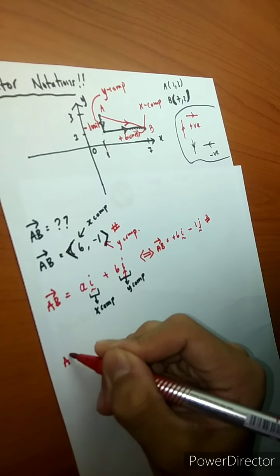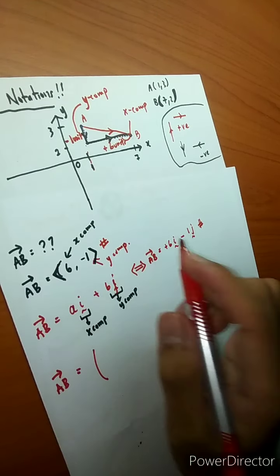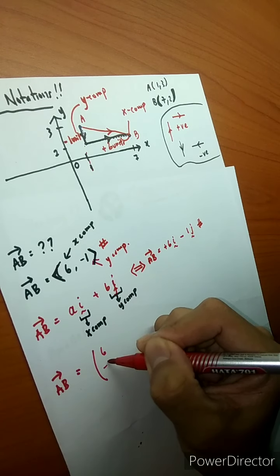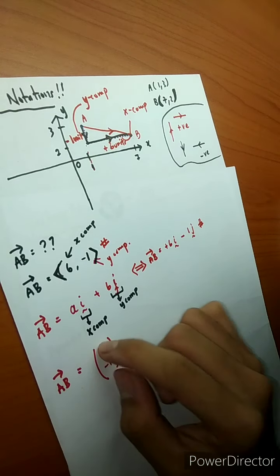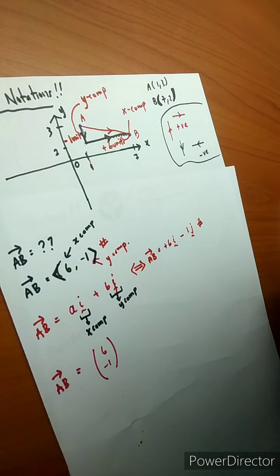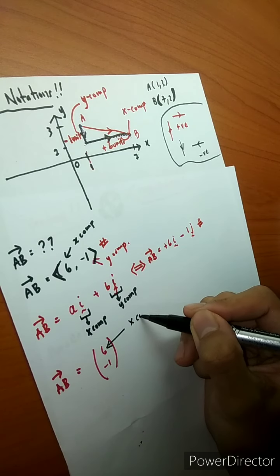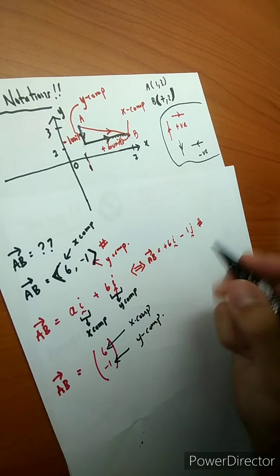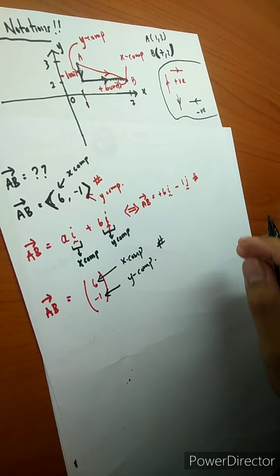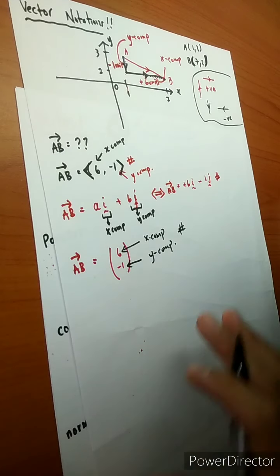Or you can also use the matrix form like this. It is actually similar to this, but the only difference is like this. You are representing it row by row, so this is the first row and this is the second row. The first place represents the x component, and this represents the y component. So these are three different ways to represent vectors.